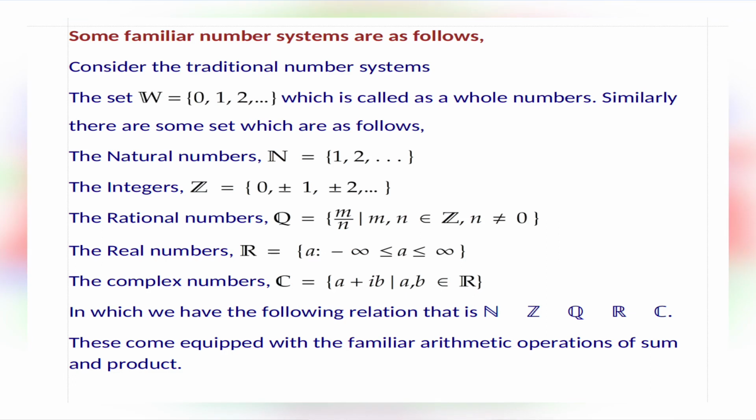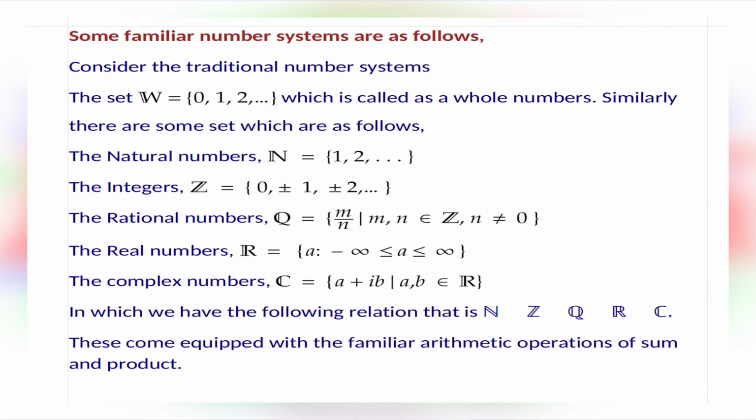Next we see the rational numbers. Q is equal to the set of m by n such that m, n belong to Z, n is not equal to 0. Next the real numbers, denoted by R, is equal to the set of a such that minus infinity is less than or equal to a, less than or equal to infinity.